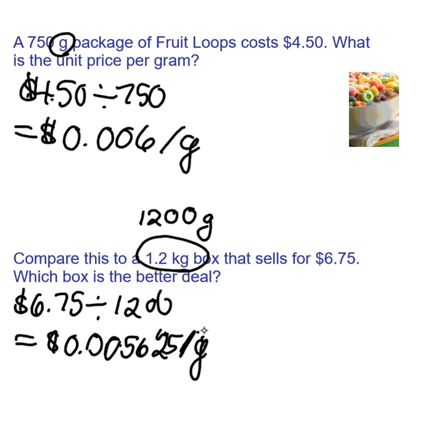So when we compare these, what we want to look for in unit price is the one that's cheapest, because that's going to be the better deal. In this case, the 1.2 kilogram box is slightly cheaper per gram than the 750 gram box. So the better deal is the 1.2 kilogram box.